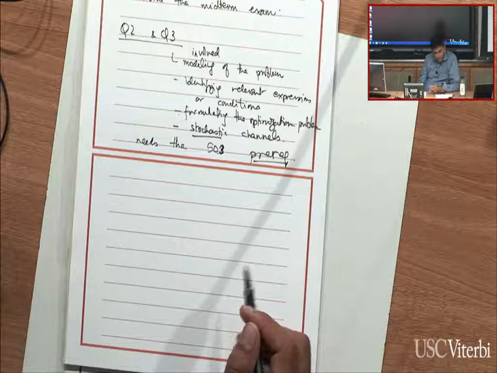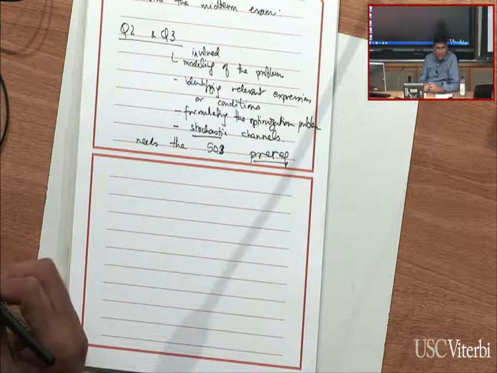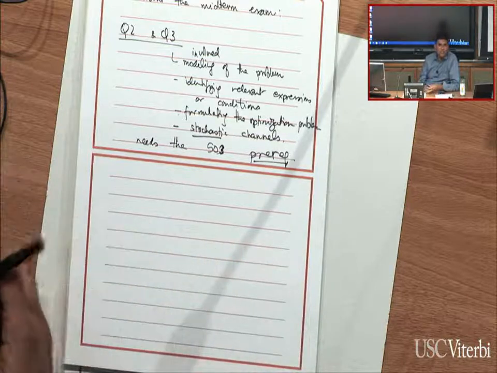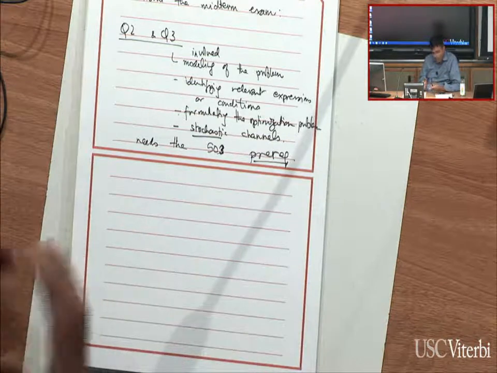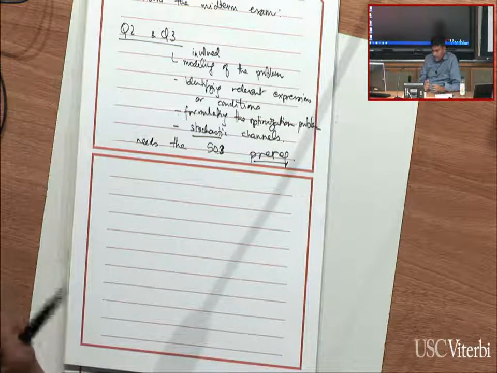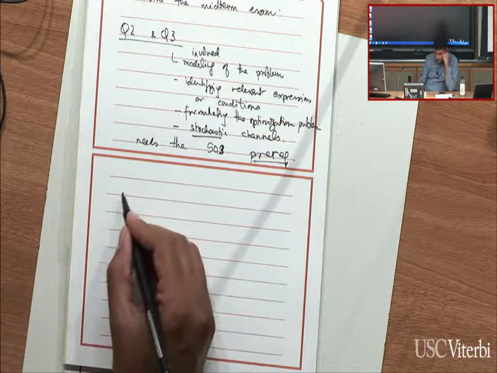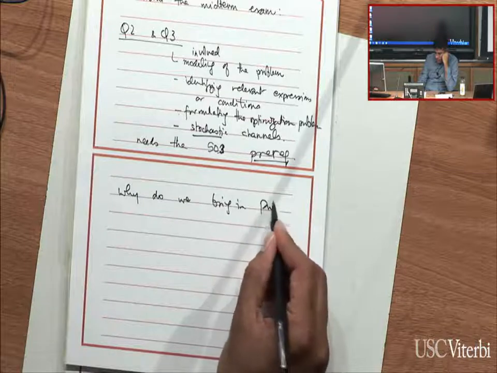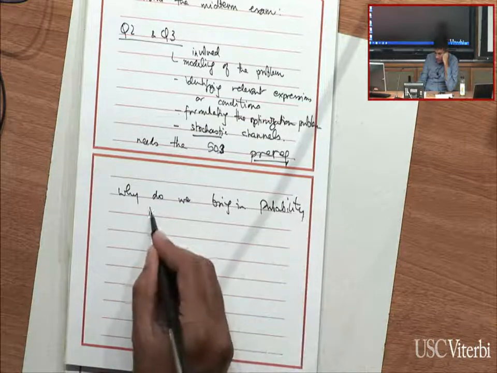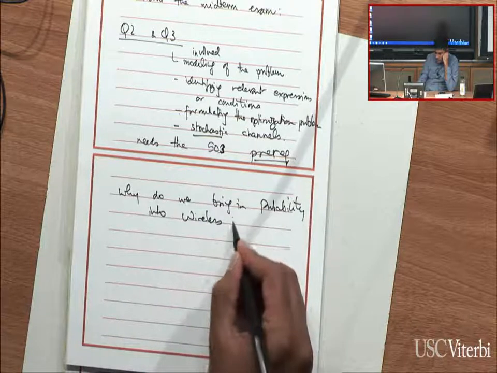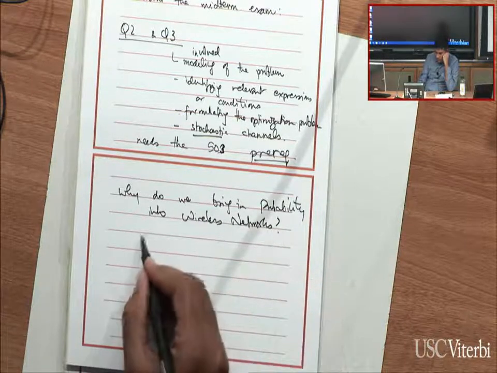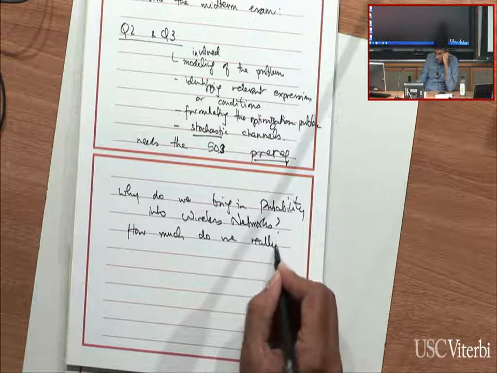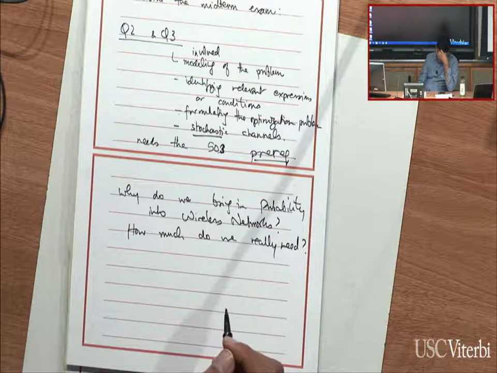Because there's a lot of perception, certainly, that increasingly all the jobs out there are software jobs. Why do I need to take probability? Why am I working out expectations of things? What has this got to do with anything in the real world? So I want to address that concern a little bit. Specifically in wireless networks, why do we bring probability into wireless networks, and how much do we really need?